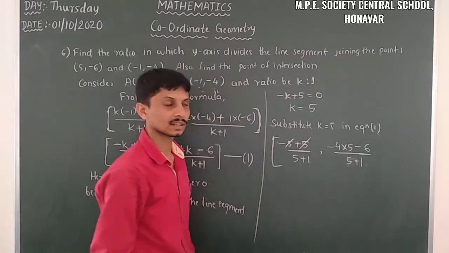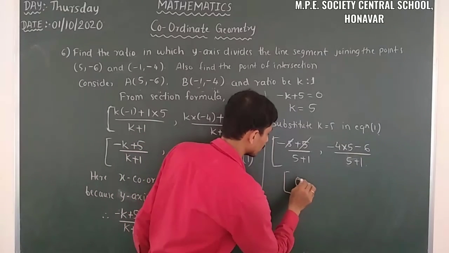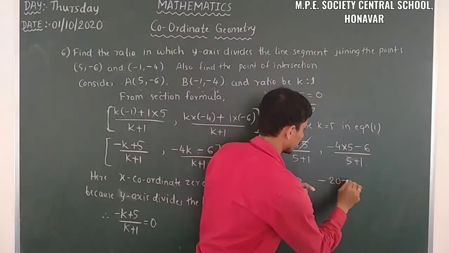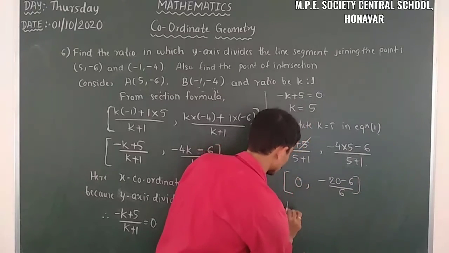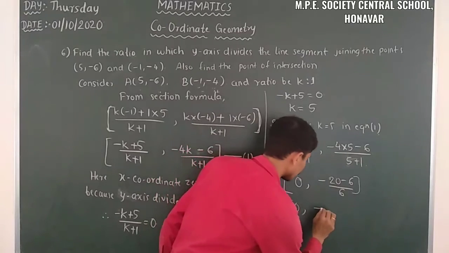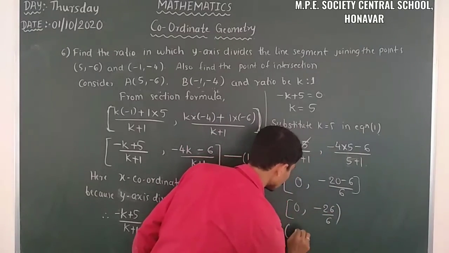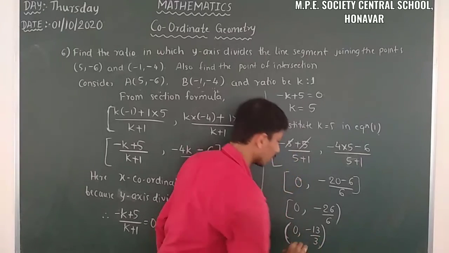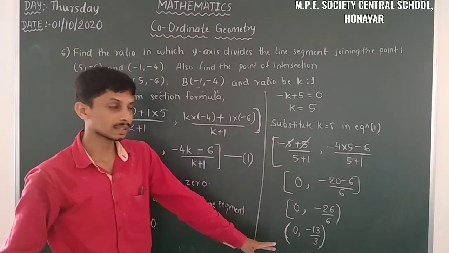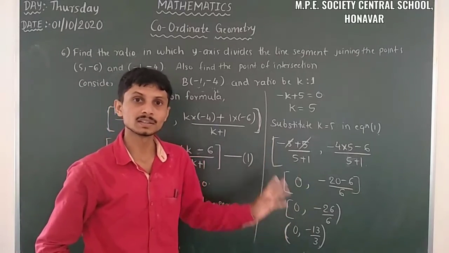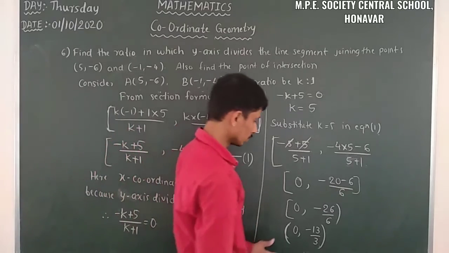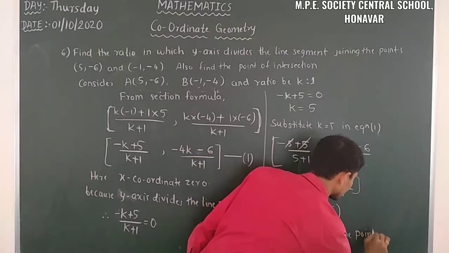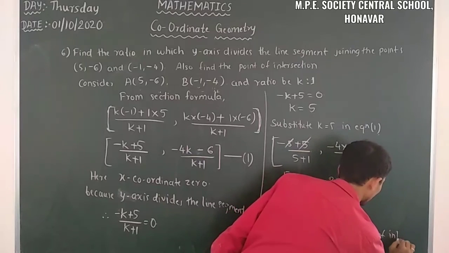So this one and this one get cancelled. What will remain here? 0, comma, minus 4 into 5 means minus 20, minus 6, by 6. So we have 0, comma, minus 26 by 6, so 0, comma, minus 13 by 3 is the point of intersection. So we have the point of intersection, that is 0, comma, minus 13 by 3.